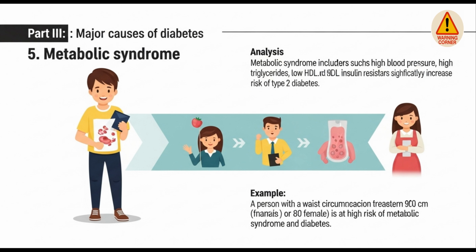Number 5. Metabolic syndrome. Analysis. Metabolic syndrome includes factors such as abdominal obesity, high blood pressure, high triglycerides, low HDL, and insulin resistance. These factors significantly increase the risk of type 2 diabetes. For example, a person with a waist circumference greater than 90 centimeters for men, or 80 centimeters for women, is at high risk of metabolic syndrome and diabetes.